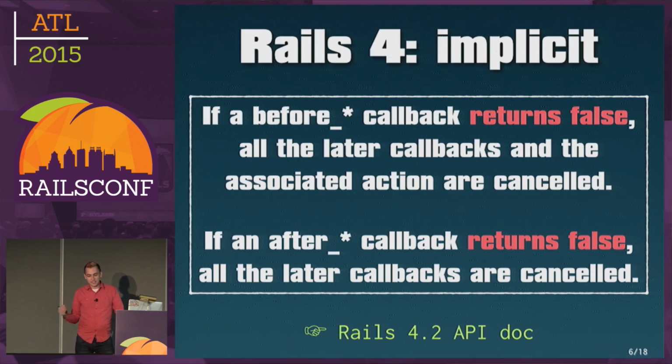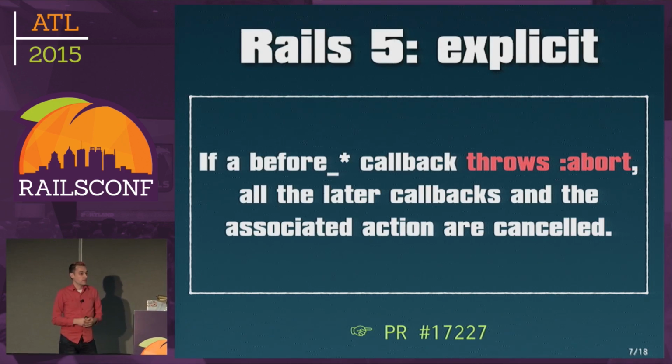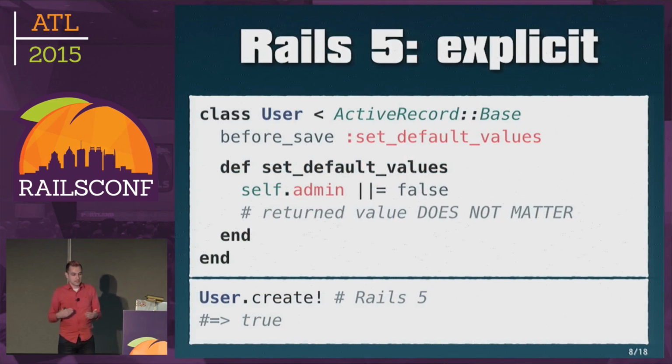And this is what's going to happen in Rails 5, and it's actually already happened in Rails master because this PR has already been merged into master. If a before callback throws :abort, all the later callbacks and the associated action are cancelled. So the value that is actually returned by the callback is not going to matter anymore. You can still have the callback chain halted if you want to. But as a result, in the same example I showed before, the return value does not matter. Your user is created.